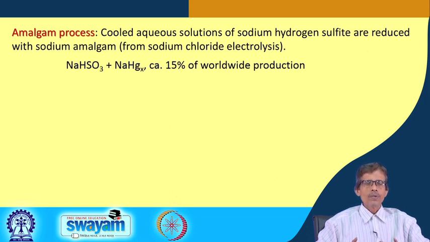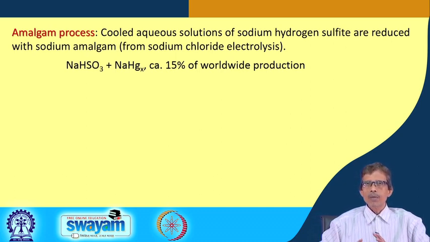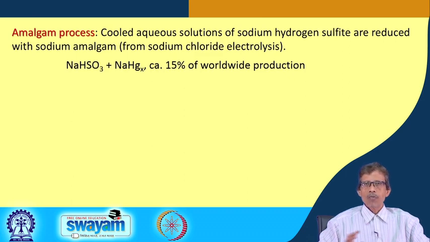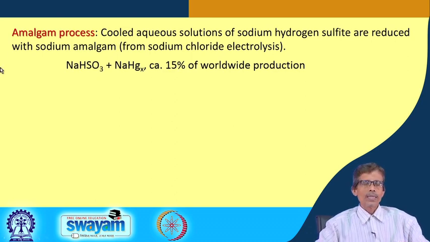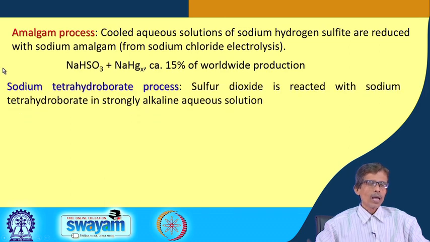So, about 15% of the worldwide production of sodium dithionite is achieved by this process. So, definitely it will have some advantages, and some companies are basically fond of handling this one, because they already have all the setup, all the mechanism, and all the knowledge and manpower for doing this reaction. They use this amalgam process for 15% of production.